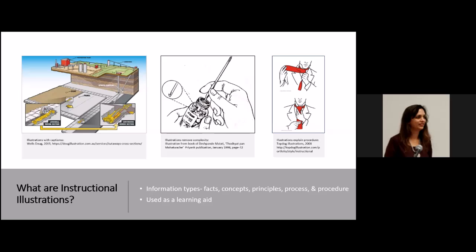They explain a concept, like how to remove the cotton from a bottle, or a plan where you're instructing how something works, or some steps like how to knot a tie, or how to use a recipe. So these are some examples of instructional illustrations, and most of the time they are used as a learning aid, just to teach something.